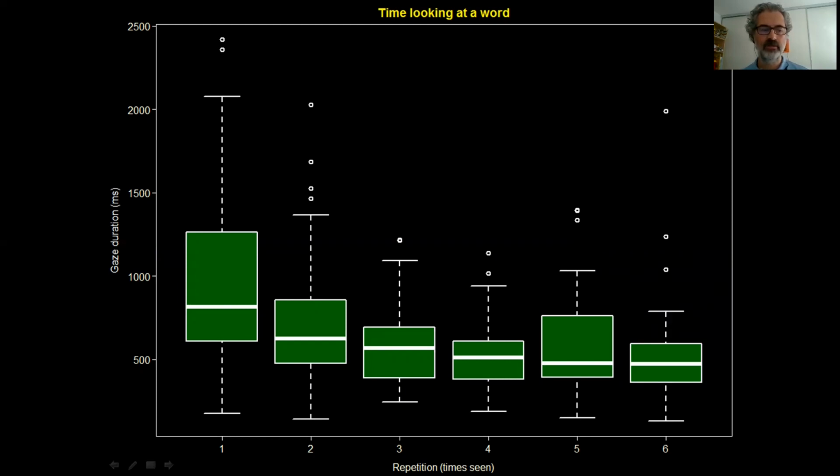And we plot the duration of their gaze. So this is 1 second. It's 1,000 milliseconds, 1/1000th of a second each. So this is 1 second, this is 2 seconds.